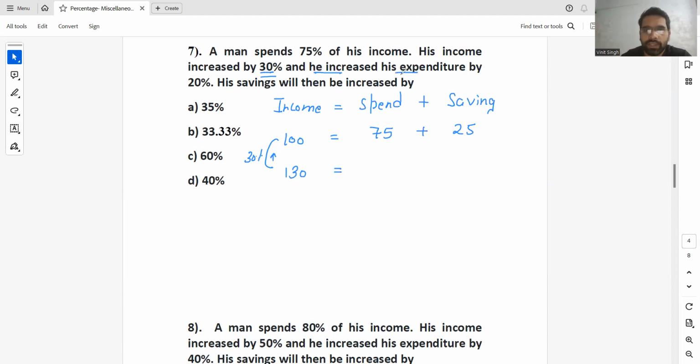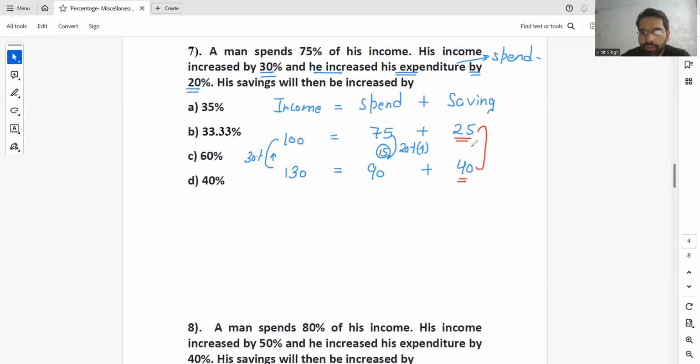And he increased his expenditure, meaning spend, by 20%. So a 20% increase. 20% of 75 is equal to 15. 75 plus 15 is 90. Total income is 130, spend is 90. So saving will be 40, because the sum of spend plus saving is equal to income. The initial saving was 25 and the final saving is 40.